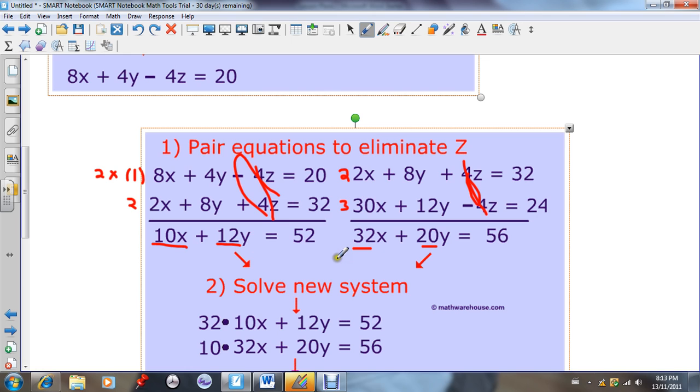What I did here was I said, okay, you got count by 10s, count by 32. Let's get rid of the x. Why? Because it's just the first one there.